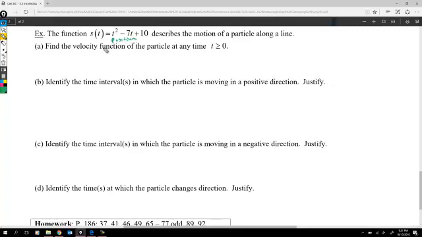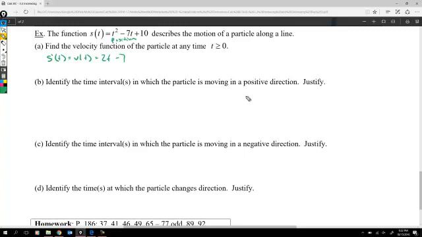And first we're asked to find the velocity. So remember that the derivative of position is velocity. So we just take the derivative, it'll be 2t minus 7. And so my velocity function is 2t minus 7. The next part is asking me to identify when the particle is moving in a positive direction. That really is asking for when my velocity is positive.